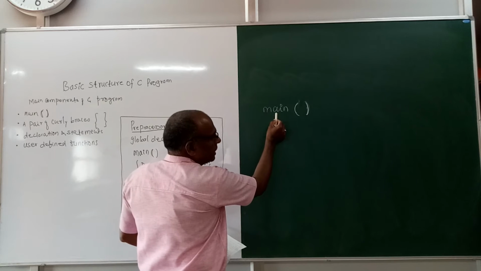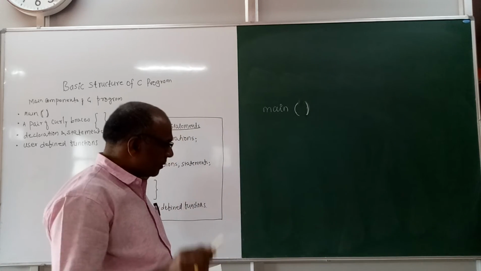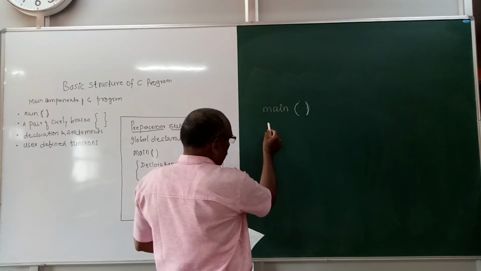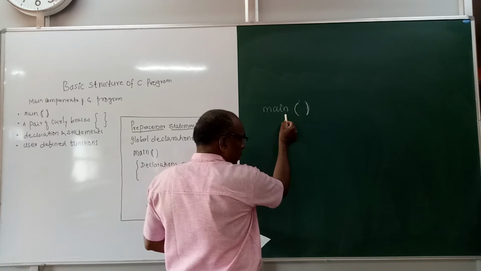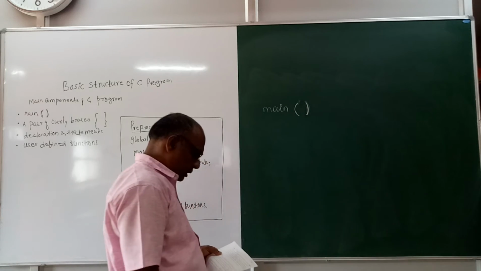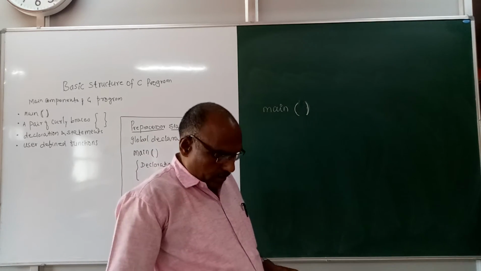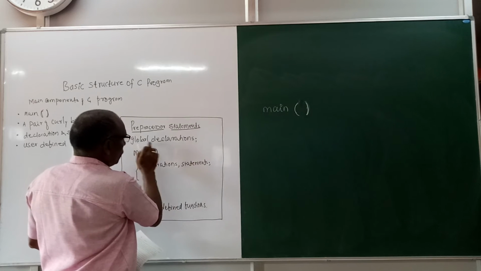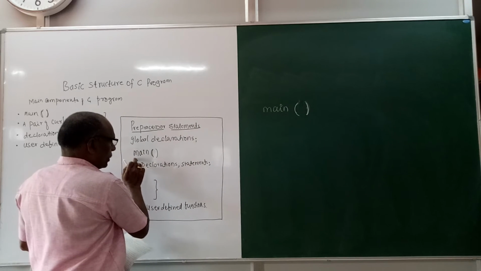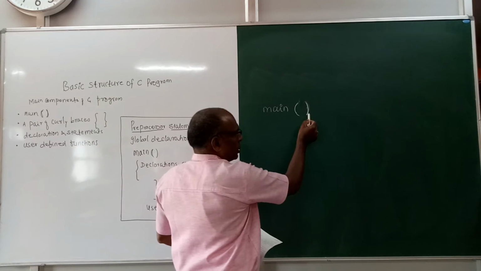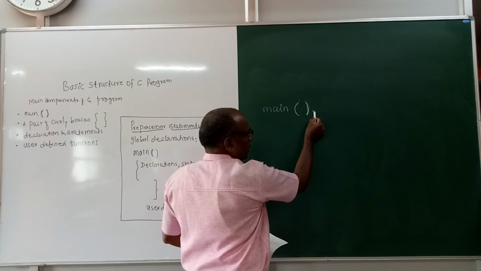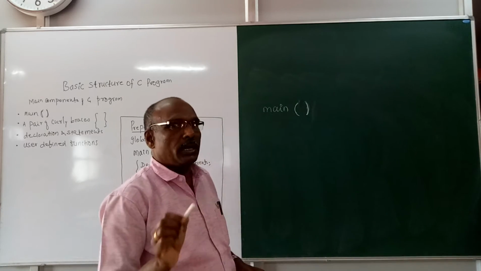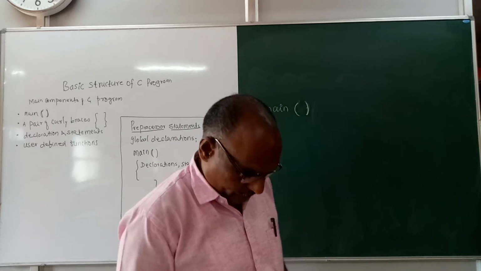This main function should be written in lower case only, that is, using small letters, with the parenthesis. Look here, I have declared this global declaration and given a semicolon, but the main function should not be terminated with a semicolon. This is wrong. The main function should not be terminated with a semicolon.